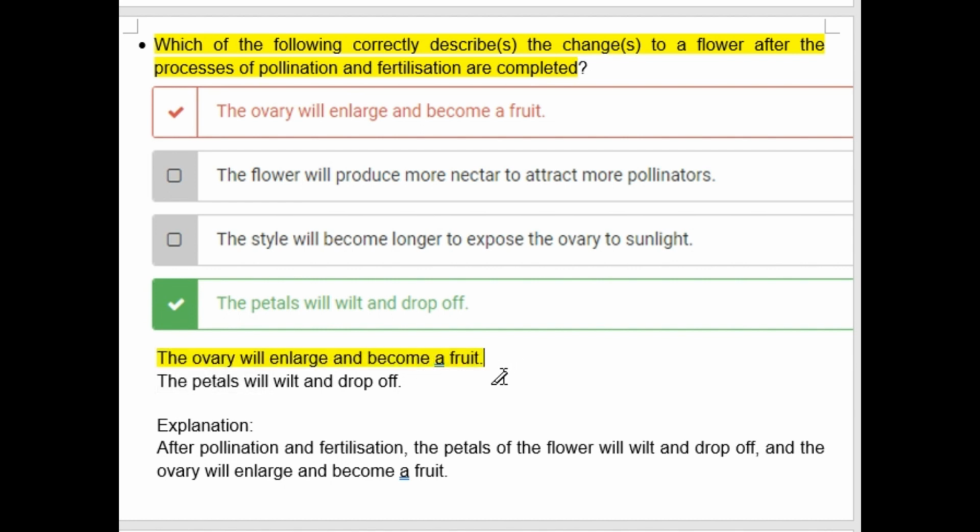The ovary will enlarge and become a fruit. The petals will wilt and drop off. Explanation. After pollination and fertilization, the petals of the flower will wilt and drop off, and the ovary will enlarge and become a fruit.